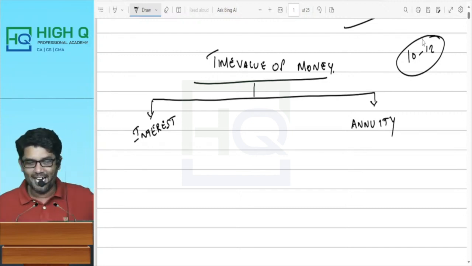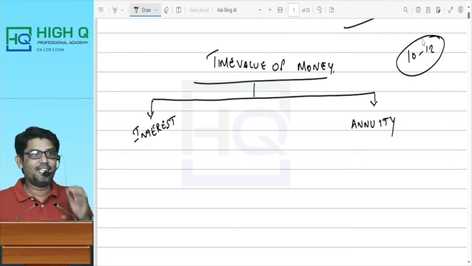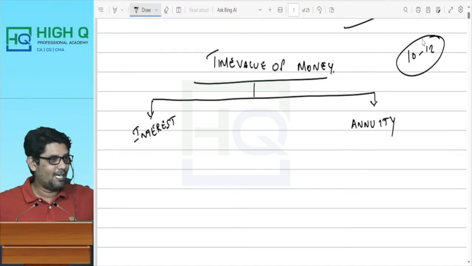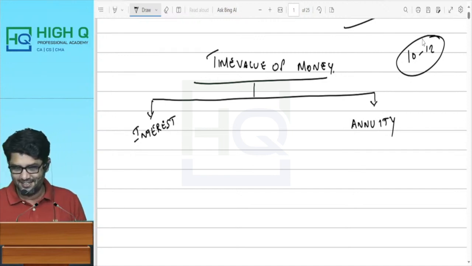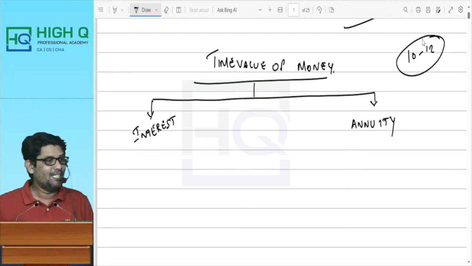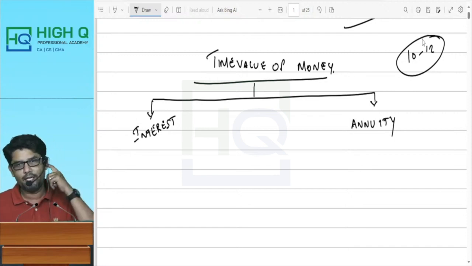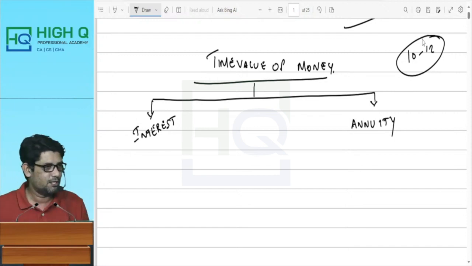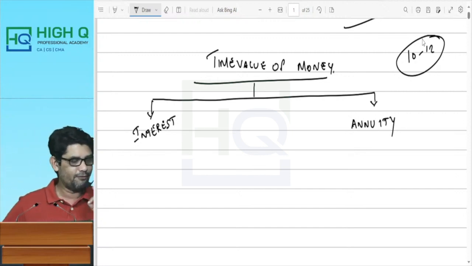Okay. Annuity. Now I'll tell you, my dear, the important part, what we have to give the most, is interest. Interest is very, very important. The majority of the questions are going to come from interest. From annuity, of course, two or three questions, maximum four, I may expect.